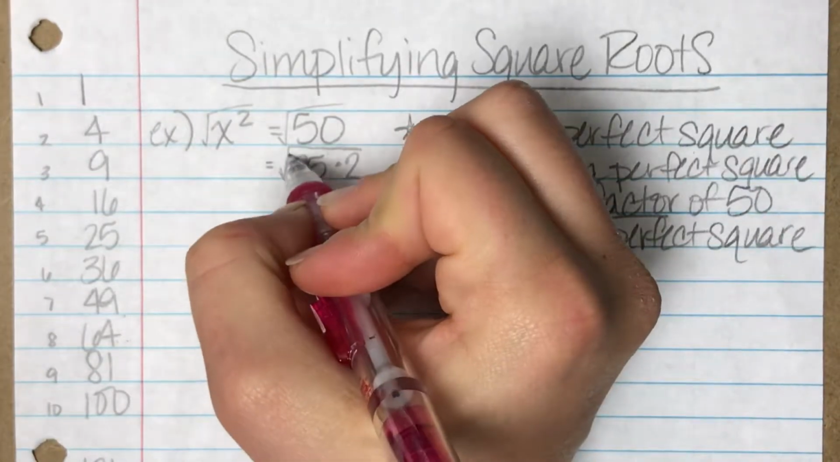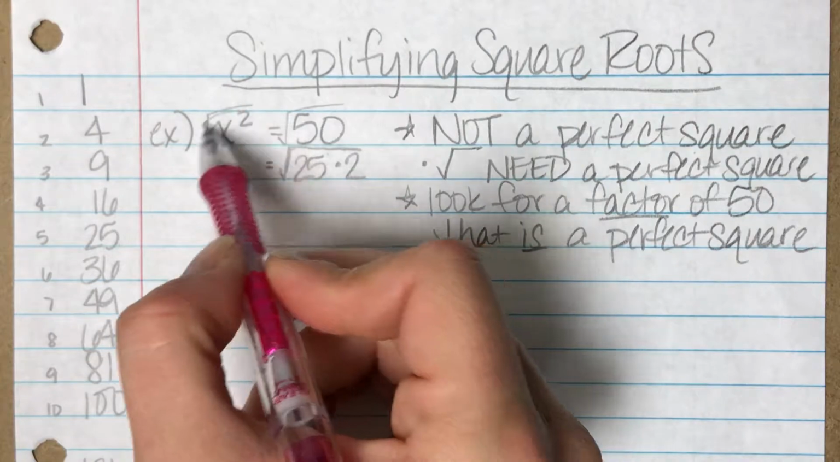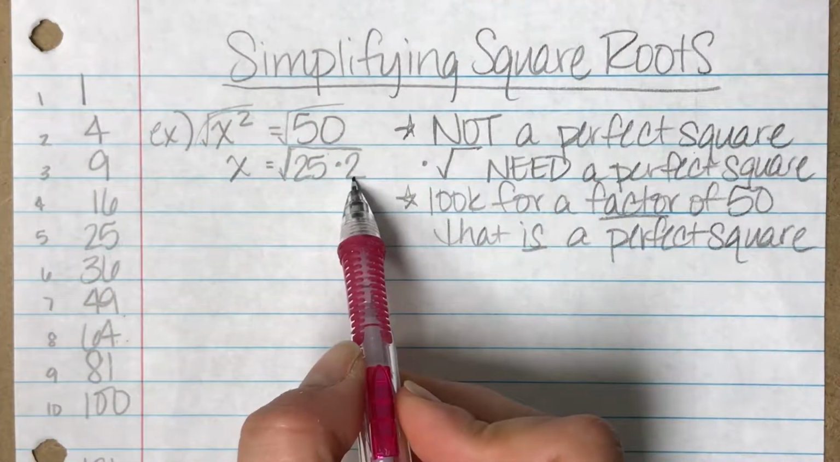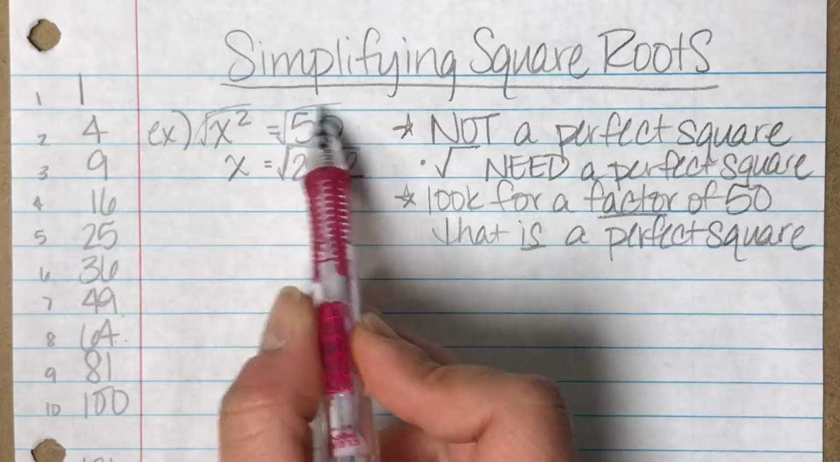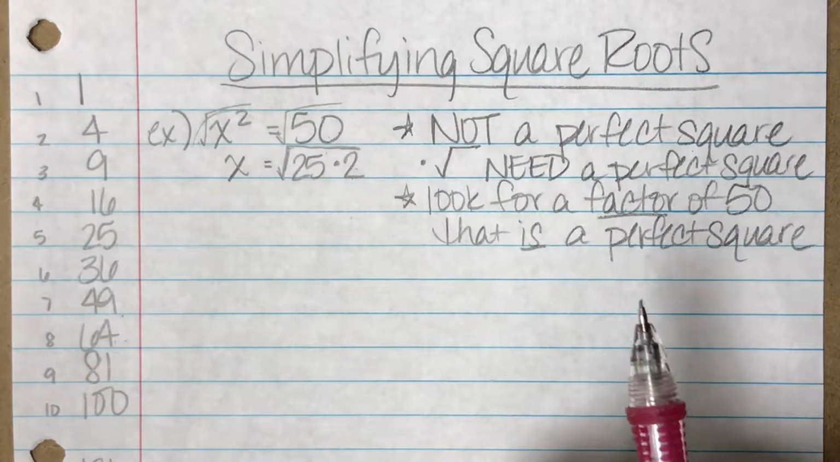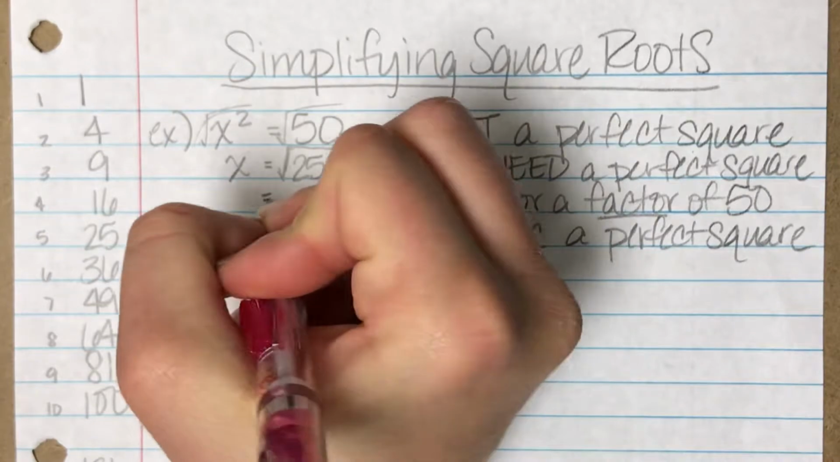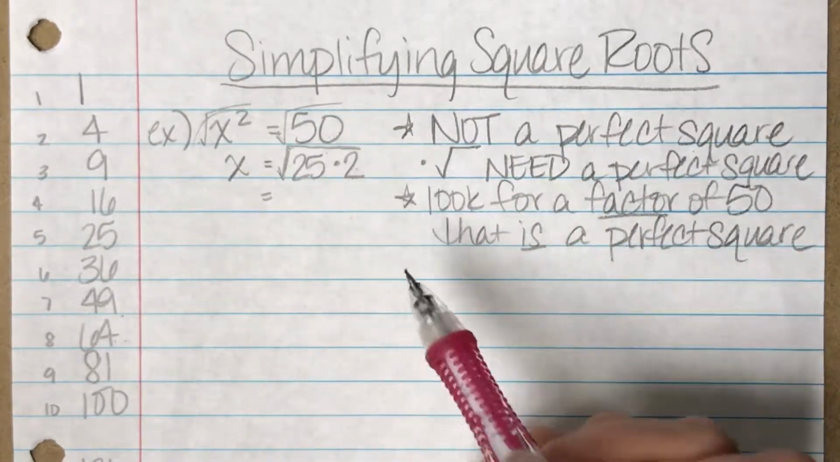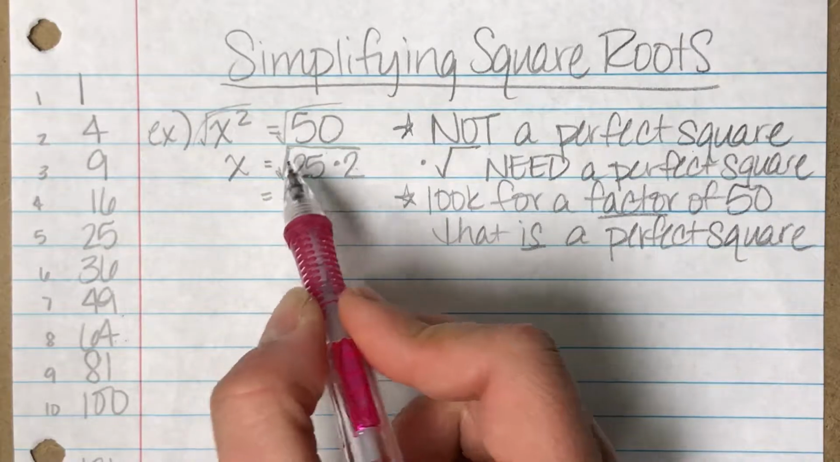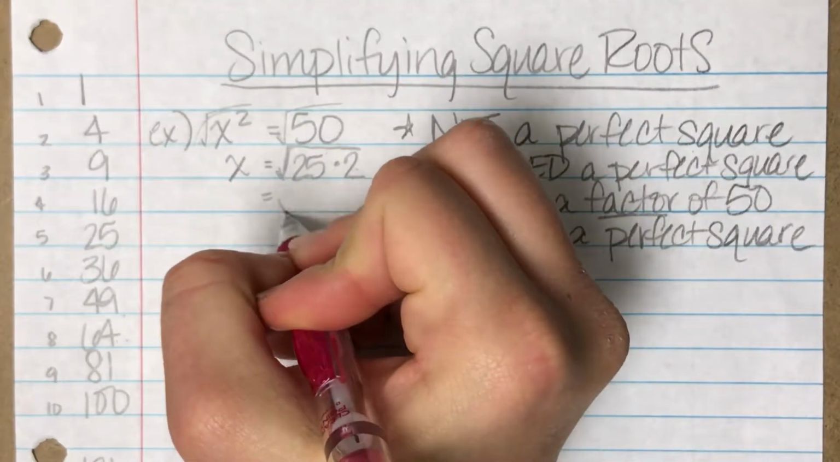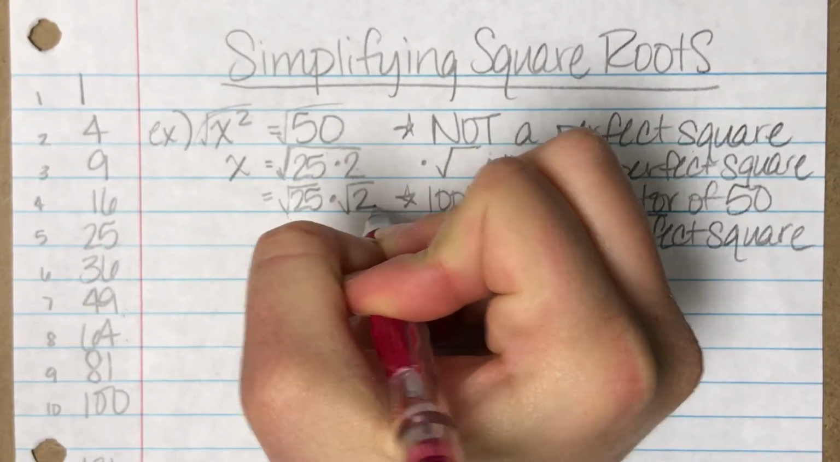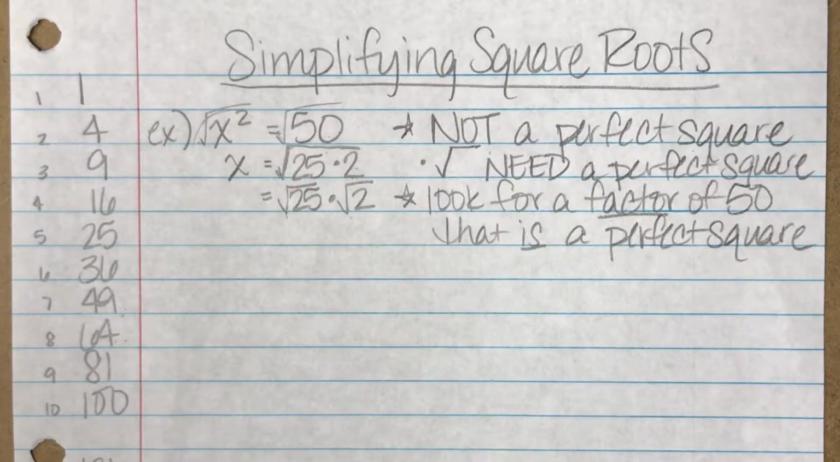Okay, so this is the same exact problem. The square root and squared is going to cancel out. So I could say that x equals the square root of 25 times 2. It's the same thing as saying the square root of 50. It's just I've broken it apart. Now, exponent laws tell me that if I'm taking the square root of 25 times 2, I can distribute this square root. I can say that's the square root of 25 times the square root of 2. I've just distributed the square root symbol.